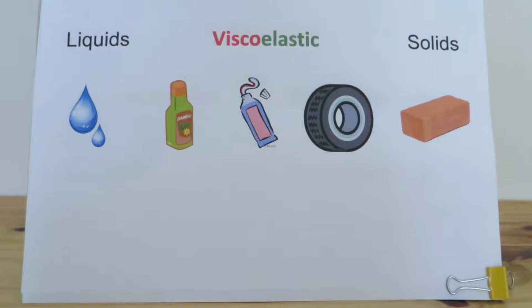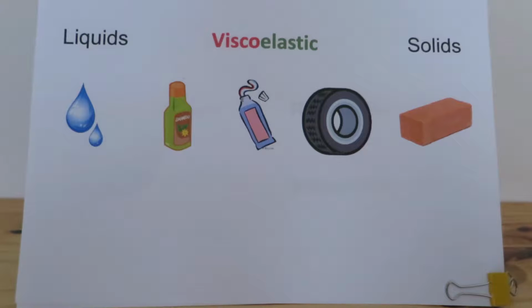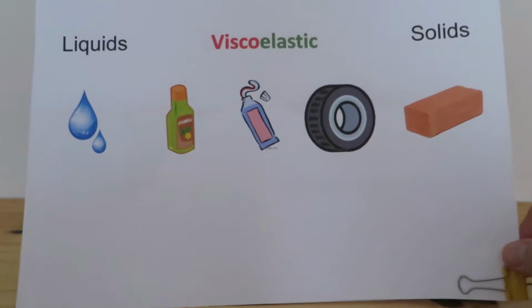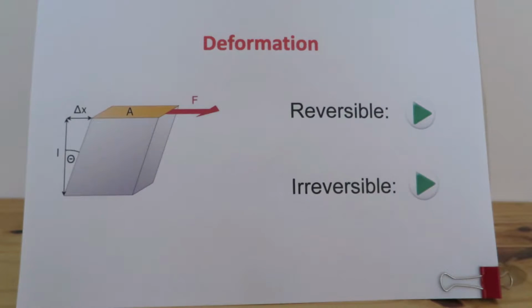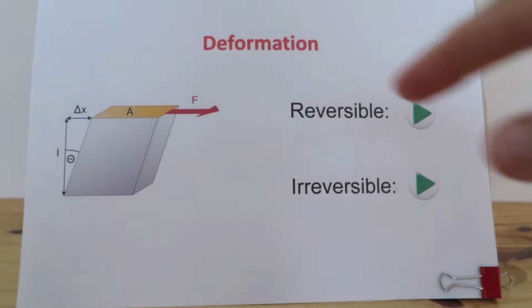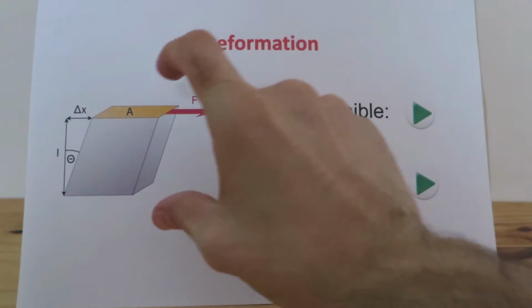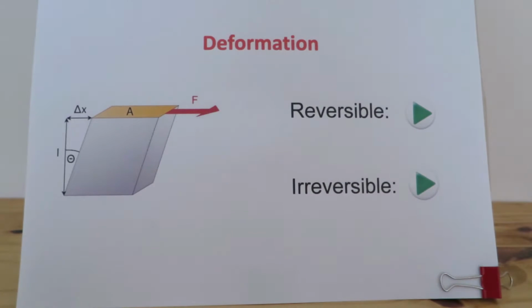With this link, we can approach the first rheological term, that is deformation. Deformation happens when we apply a force on a body and it changes its shape. For example, when we apply a force on top of this body, it inclines. In addition, this deformation can be reversible or irreversible.